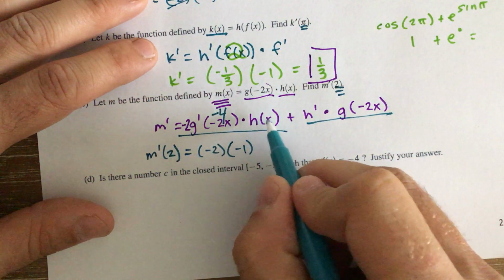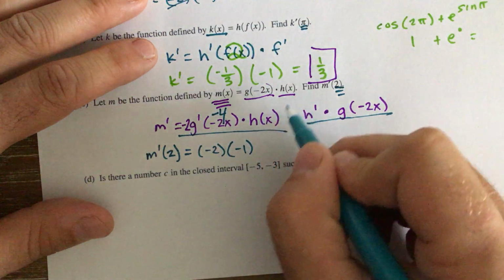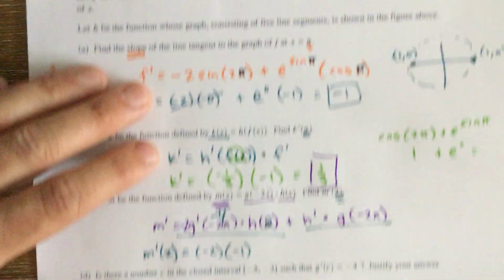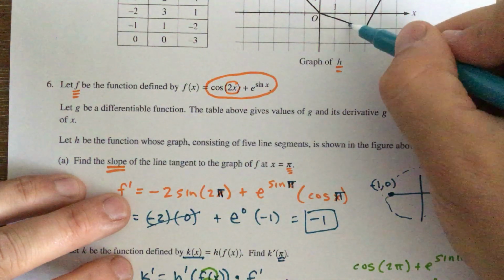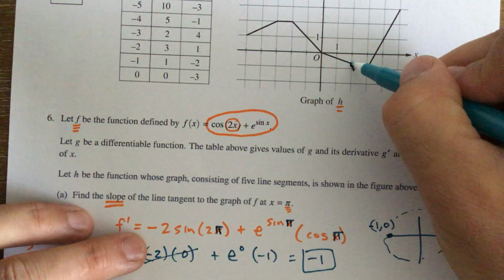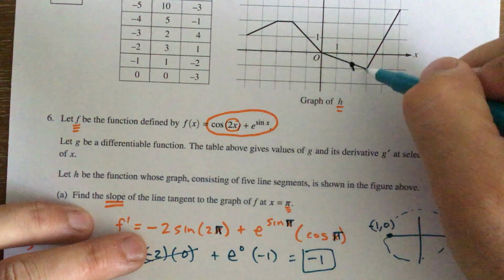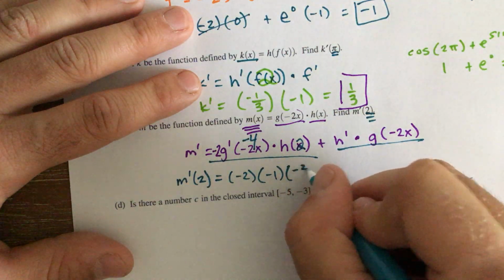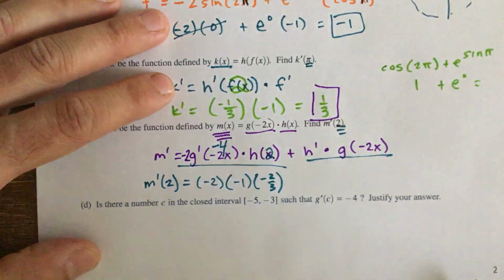And then the last one I need is h of x, which is really just h of 2. Right, that's what they're asking me to plug in. H of 2 is over here, and h of 2 is that actual value, right? That actual value is a fraction, and it was down 1 over 3, so that's going to be -2/3.